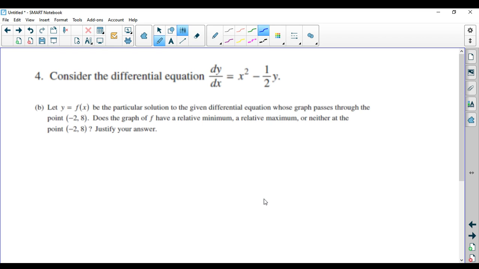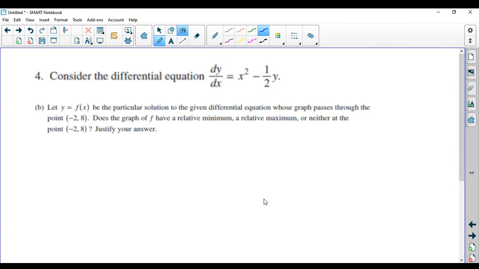And for part B, it says let y equal f of x be the particular solution to this differential equation, and the graph passes through the initial condition point (-2, 8). Does the graph of f have a relative minimum, maximum, or neither?